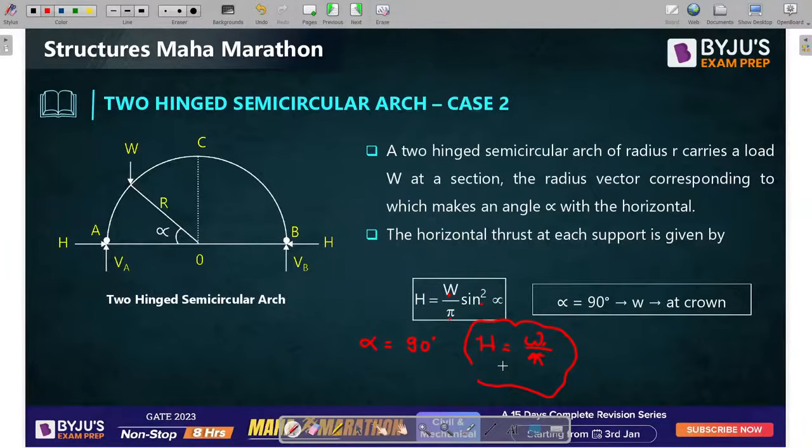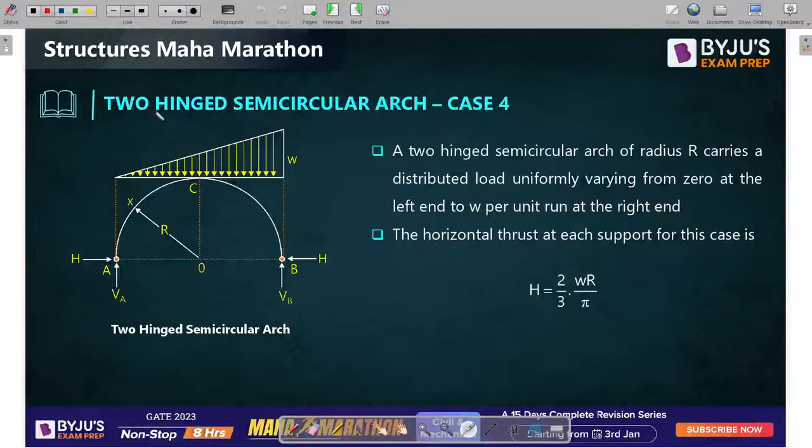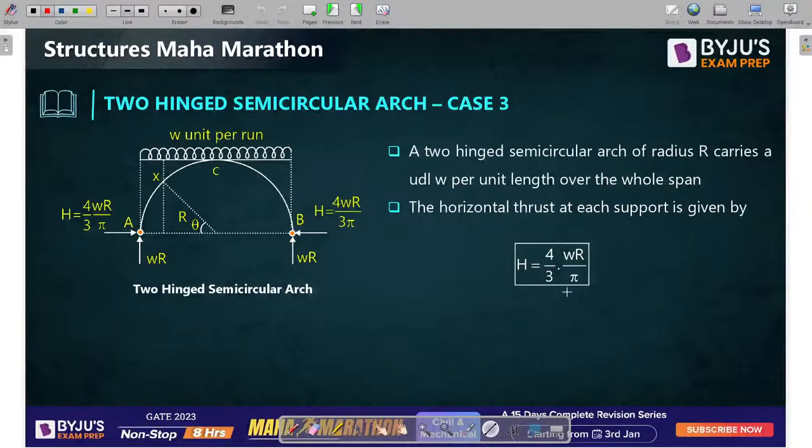Remember this. Next one. If you have a two-hinge semicircular arch and a UDL is placed on the entire span, then the value of horizontal thrust is equal to how much? It is 4 by 3 WR by pi. Please remember this. Next, if you have a two-hinge semicircular arch and a UVL is placed on the entire span, then the value is 2 by 3 WR by pi. That means it is half of the previous one. The previous one is 4 by 3 and this one is 2 by 3.